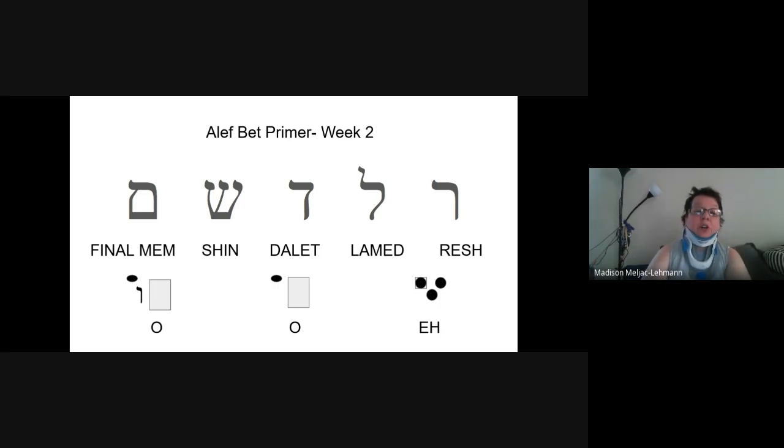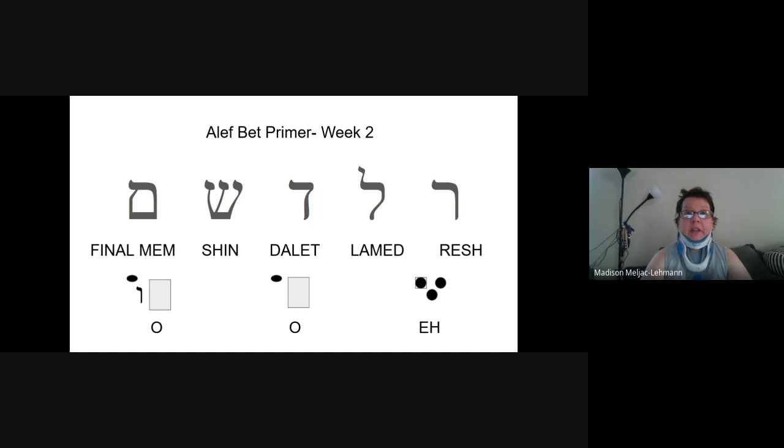And then we have what's called an Olam Vav, and the Olam Vav is still an O sound. However, the dot goes over the Vav, because Vav sometimes can be a vowel holder. So we're going to learn Vav first as a vowel holder before we learn it as a letter. So again, this week we're going to look at Resh. The second one is Lamed. Dalet is the 3rd letter. And again, we start from right to left, shin, and final mem.